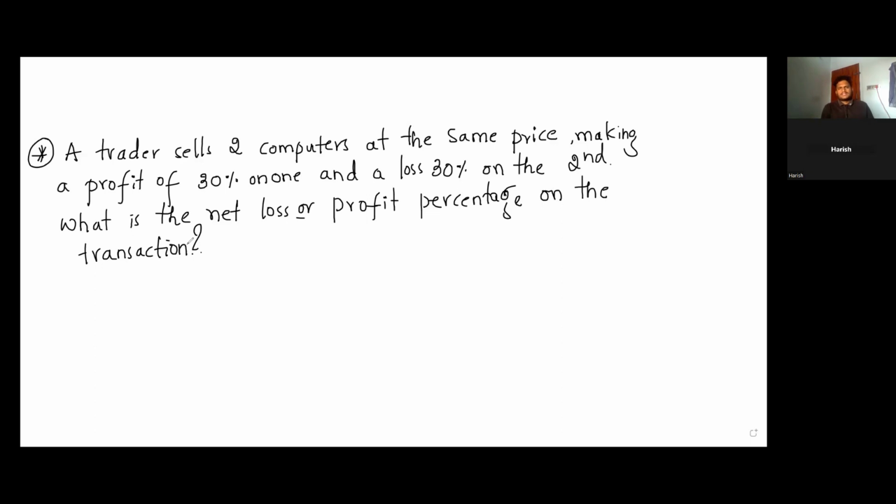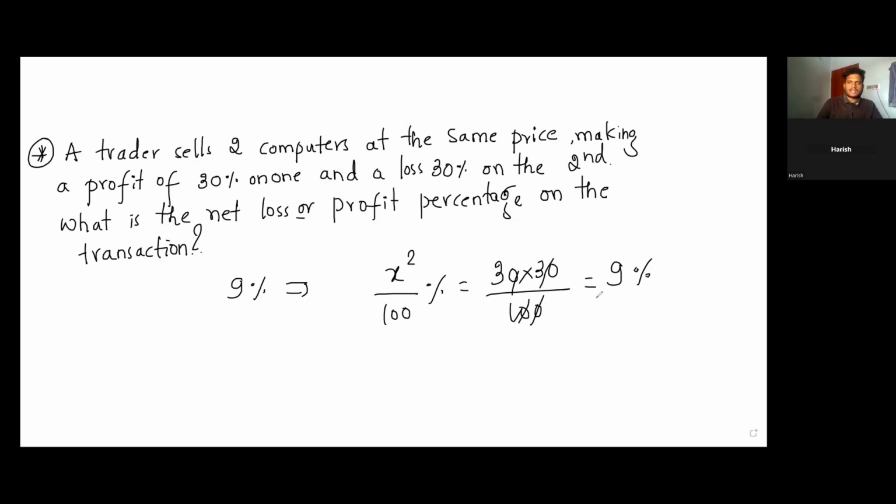I think this is very easy. We can at least manage this. 9%. Loss or profit? Loss. We had discussed this yesterday: x square by 100. So 30 into 30 divided by 100. The zeros get cancelled, and we'll be left with 9% loss. Understood? Can we move ahead?